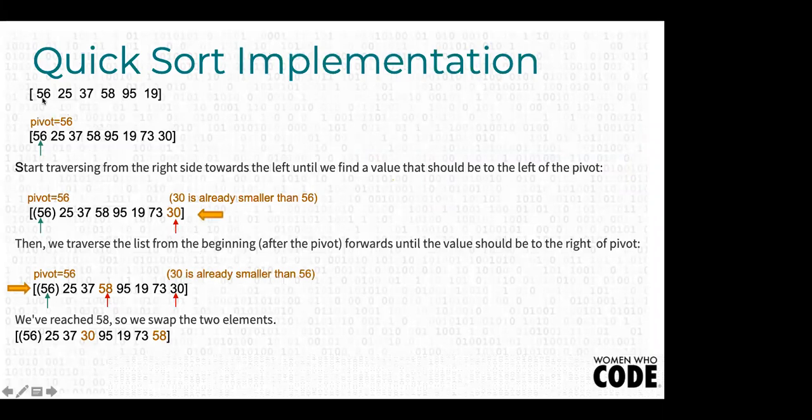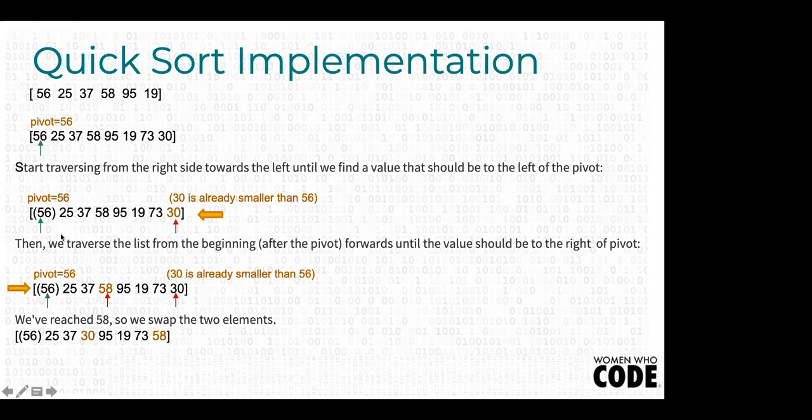Let's see how that happens with an example array. Here is a sample array which has 56, 25, 37, 58, 95, and 19. I pick a pivot here, and the pivot is 56. Start traversing from the right towards the left until you find a value that should be to the left of the pivot. So here you have 30. We already found an element that has to be to the left of 56.